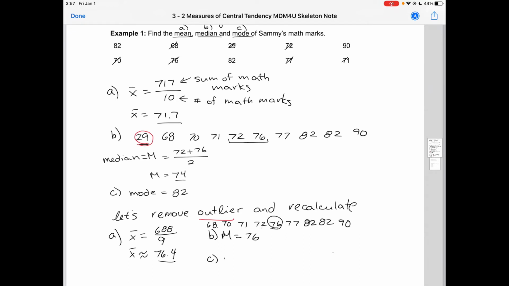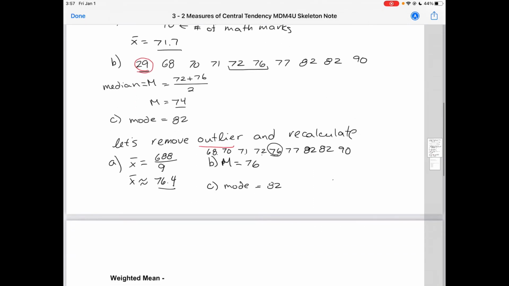The last one is the mode, still 82, because that is the value that occurs most. So what you can see is that the mean has the biggest change when we take out that outlier.